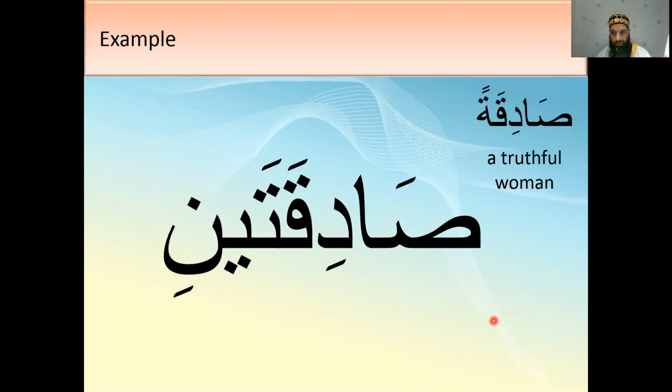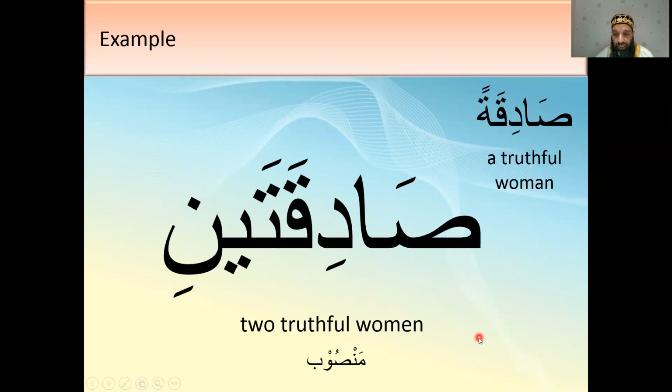Looking at those tables, I'm not expecting you to know them off by heart, you've just done them. But look at the pattern endings and then match them. It's those pattern endings that you need to learn. Once you learn them, as long as you know the ending and the meaning of the word, you'll know the meaning of the whole word. Two truthful women, sadiqatayni. And after this lesson, we're done with plurals and with marfu, mansoob, majroor when it comes to nouns.